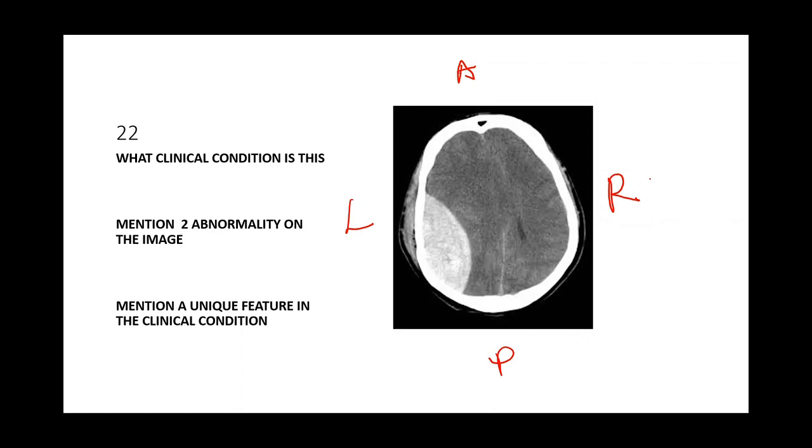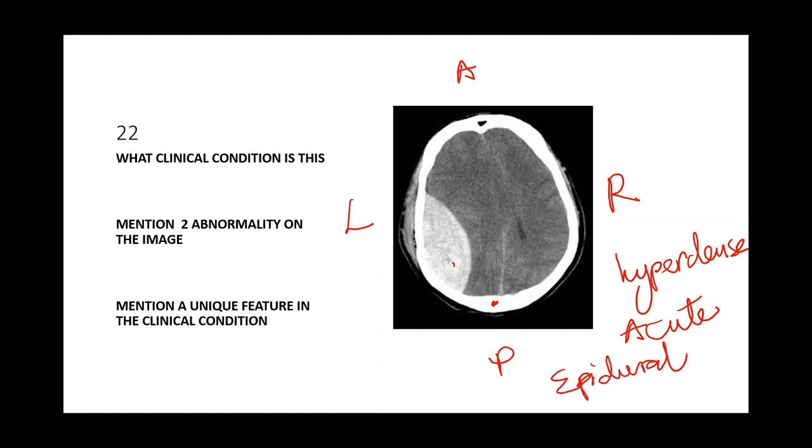So why is it acute? Because it is hyperdense. You can see the density is similar to that of the bone, so it's hyperdense. That's why it's acute. So why is it epidural? Because it is biconvex in shape. Biconvex. Excellent.